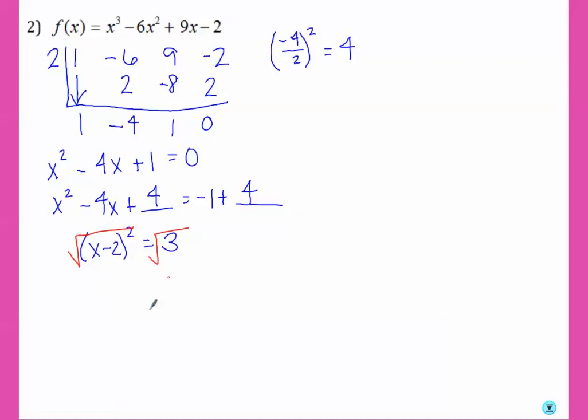Square root both sides. We get x minus 2 equals plus or minus the square root of 3. And then move the 2 over. So x equals 2 plus or minus the square root of 3. And our other solution is the 2 from our synthetic division.